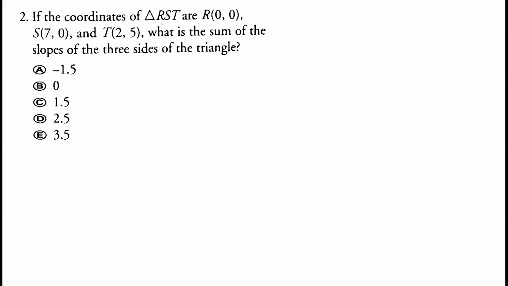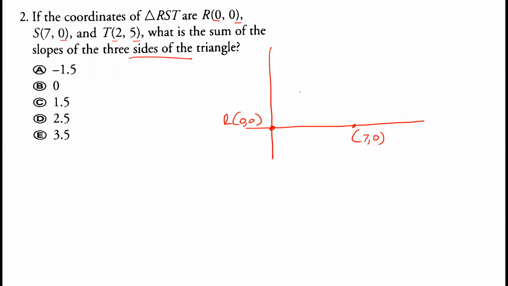Question 2, if the coordinates R, S, T are R (0, 0), S (7, 0), and T (2, 5), what is the sum of the slopes of the three sides of the triangle? Now, let's make a diagram over here, or the graph. So R is (0, 0). So S is (7, 0). And we have T over here, that is (2, 5).